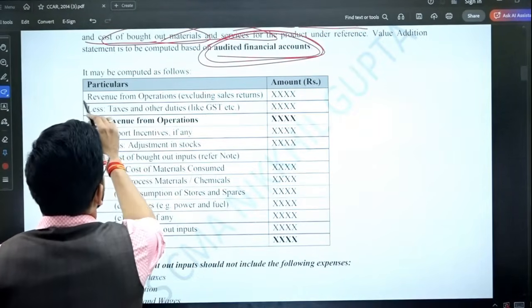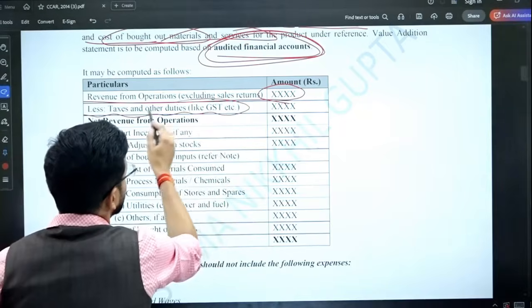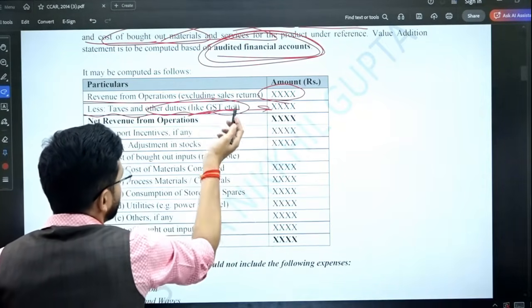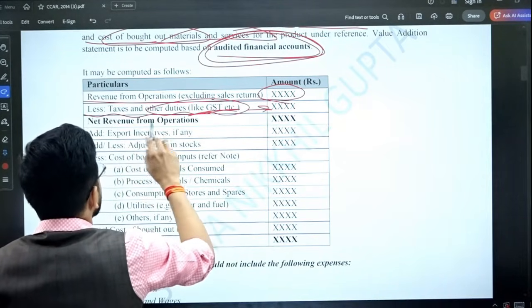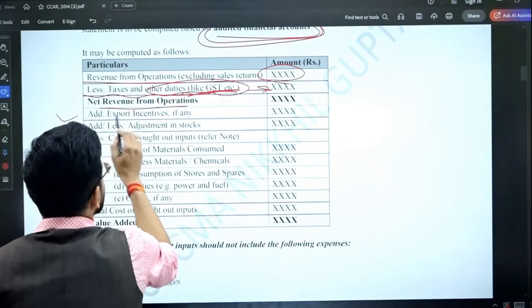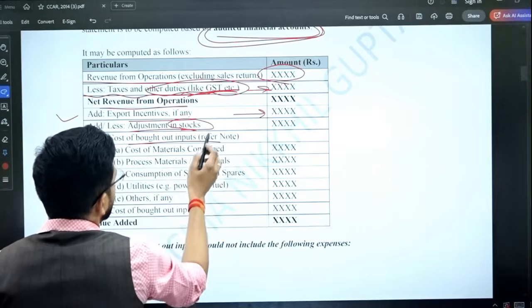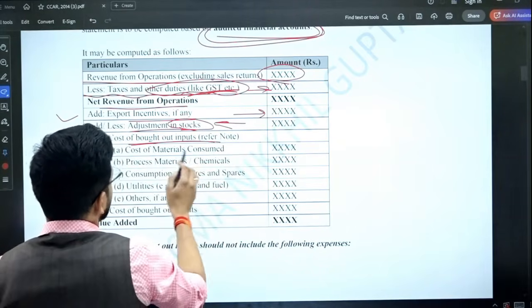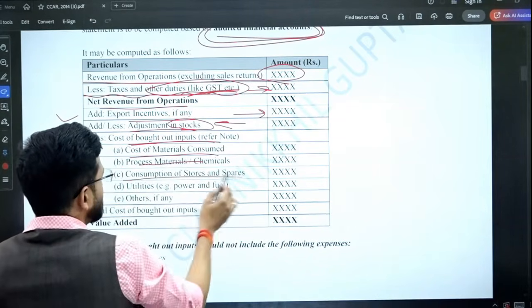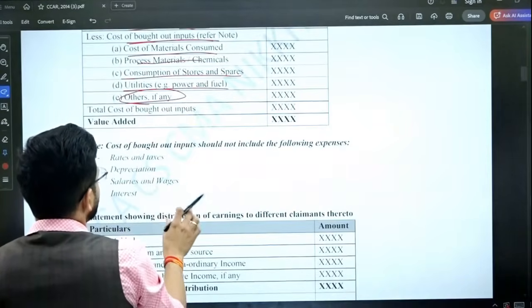So the formula is revenue from operations excluding sales return, less any taxes and other duties, if any, which are to be reduced because they are refundable and paid to the Government of India. Net revenue from operations, add export incentives, if any, and we adjust the stocks. The cost of bought out inputs, material, processing, consumption of stores and spares, utilities and others can be reduced from the computation of value added.